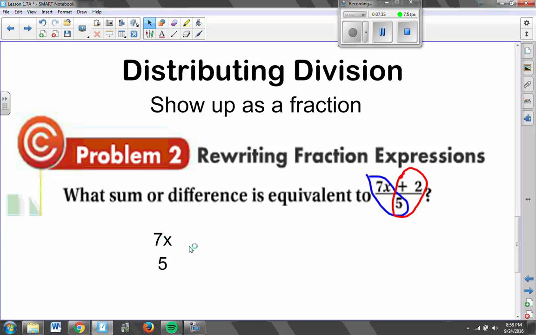And then I'm going to have a plus sign, because that's what I had in my original top value, right? Right here I had a plus sign. So here's a plus sign right there. And then my other fraction is going to be a 2 over a 5.